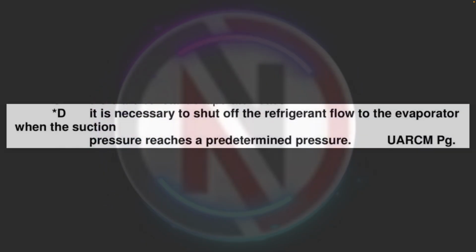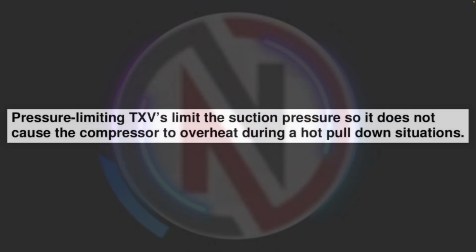D. It is necessary to shut off the refrigerant flow to the evaporator when the suction pressure reaches a predetermined pressure. Pressure limiting TXVs limit the suction pressure so it does not cause the compressor to overheat during hot pull-down situations.